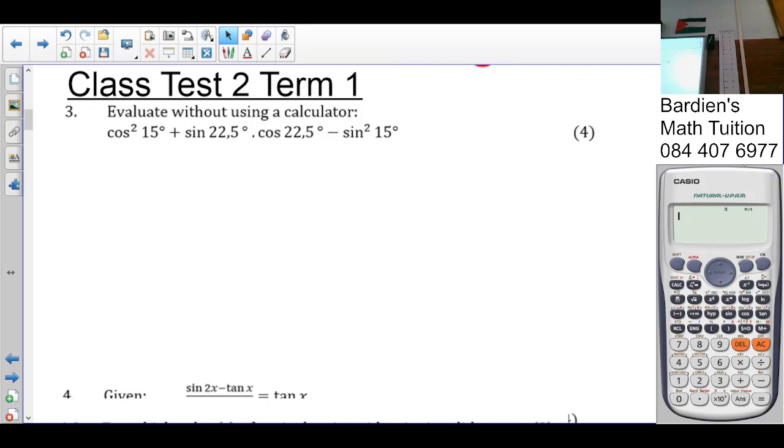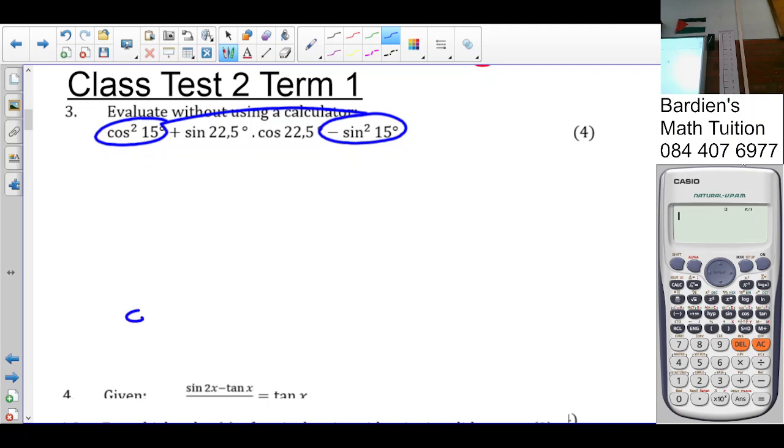It says evaluate without using a calculator. But what do I see here? I'm already seeing something familiar there. Not so? What does that remind us of? Cos squared alpha minus sin squared alpha. Why both alpha? Because both angles are the same. What does cos squared alpha minus sin squared alpha remind us of? Cos 2 alpha. So in other words, this is going to be cos 2 times 15.